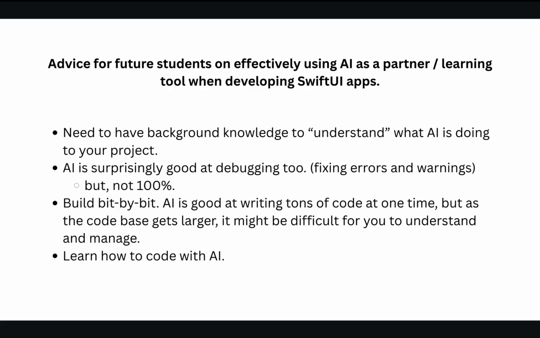And then I would suggest building bit by bit, because AI is good at writing tons of code at one time, but as the code base gets larger, it will be difficult for you to understand. And once you lose track of what it is doing, it will be extremely hard for you to make the changes or adjustments that you want. So ask AI to build a certain feature at a time. When you're learning, I think this is the better approach. If your aim is to get the final product as fast as possible, this might not be the strategy. But if you're using it as a partner or learning tool, then you should go with this approach. Build it bit by bit, because in this case it will be easy for you to understand it, and then you add more features to it, and this way you can definitely learn better.